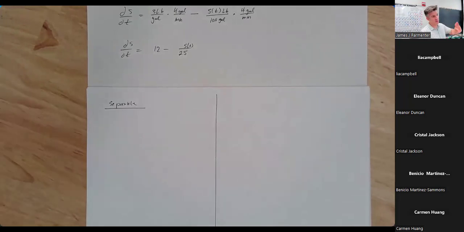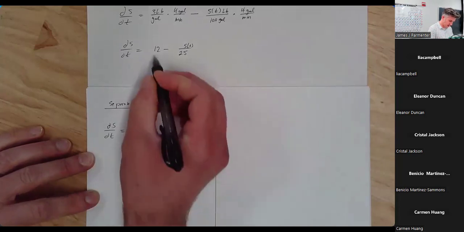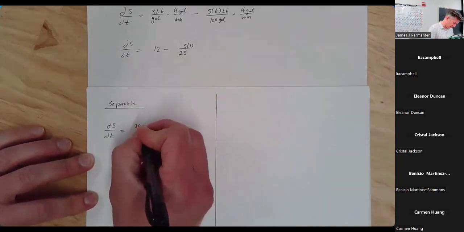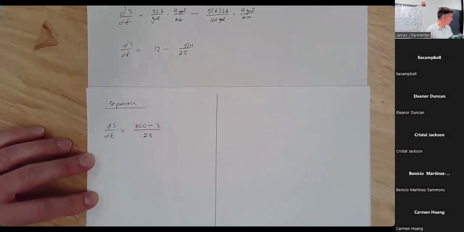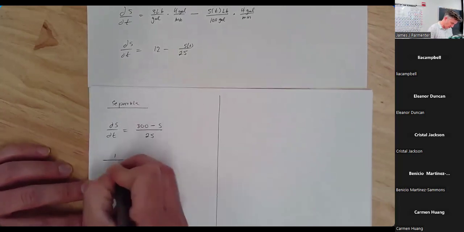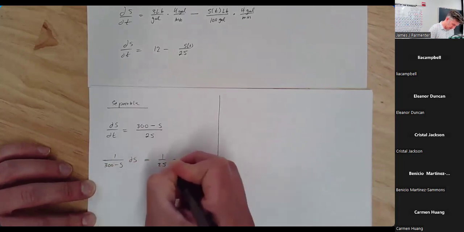Now, I would say the one thing to make this easier is to get the common denominator on the right-hand side. So we're going separable, rewrite dS/dt as 12 times 25 over 25. 12 times 25 is 300, minus S, over 25. And then I'm going to divide both sides by 300 minus S. I'm going to say 1 over 300 minus S dS equals 1 over 25 dt.